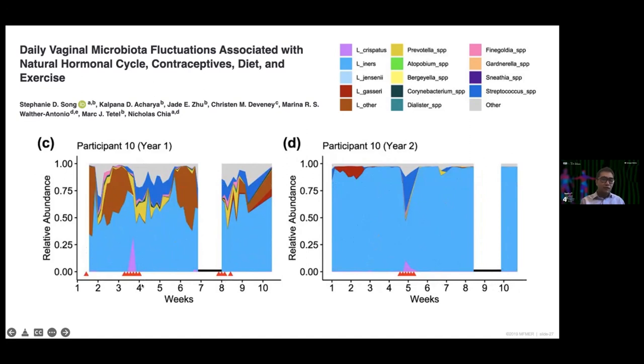So then, here are some more examples of the same thing, and you can see people who are very stable and very unstable, and we have to contend with all of this to try to understand what's going on.